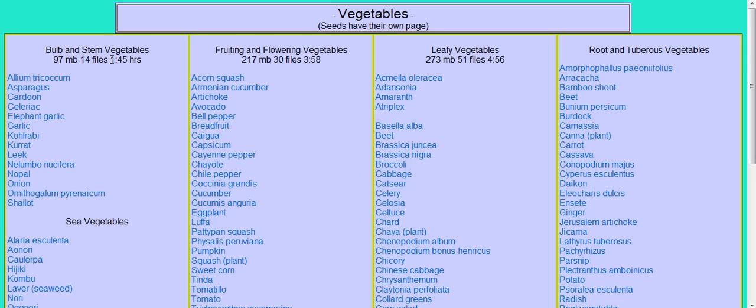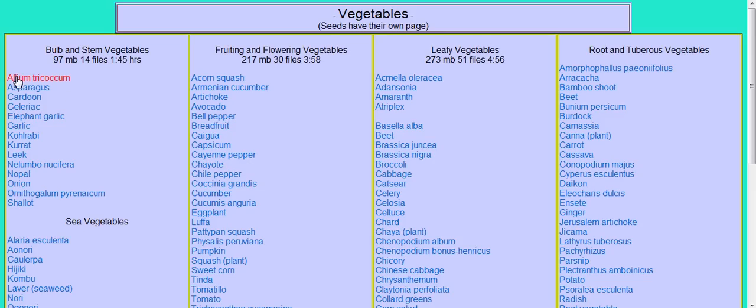Like, if you wanted to find out what all the bulb and stem vegetables in the world are, well, you need to have 97 megabytes free on your MP3 player. There's 14 different vegetables, and it'll take you an hour and 45 minutes to find out everything there is to know, according to everything that Wikipedia knows. So I guess everything that's worthy of knowing about all of the bulb and stem vegetables.